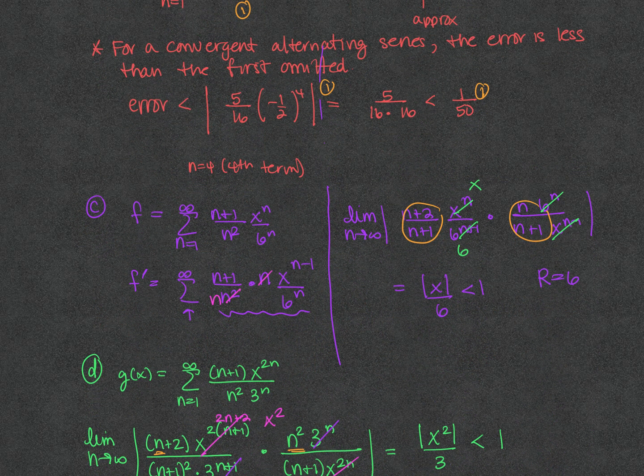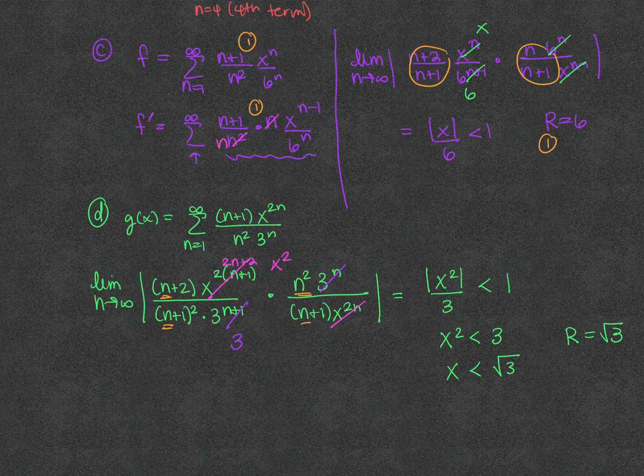Part C is worth 2 points, 1 for the general term of f prime, so I guess it's this one. And then the second point comes from the radius of convergence. And then part D is worth 3 points. 1 for setting up the ratio, 1 for finding the limit, 1 for finding the radius.